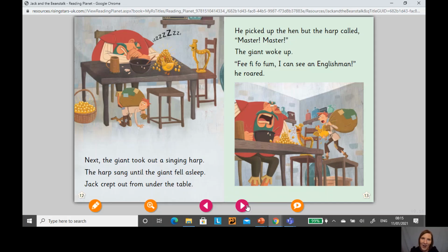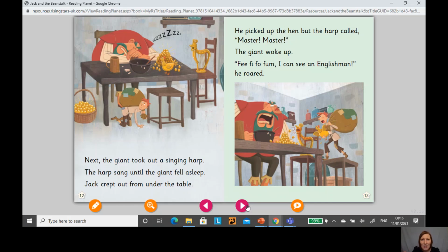That's that repeated phrase from before, isn't it? This must be the repeated phrase throughout this story. Should we do that one together again? Fee, fi, fo, fum, I can see an Englishman. That was brilliant. Well done.